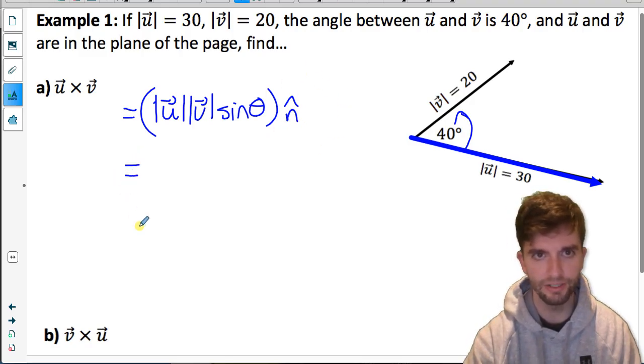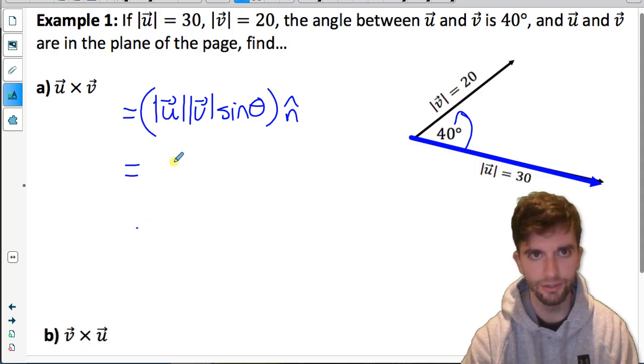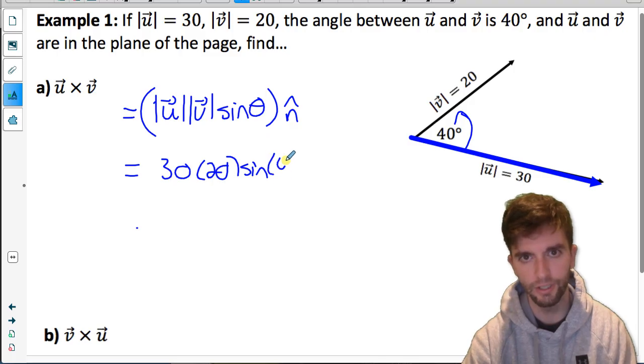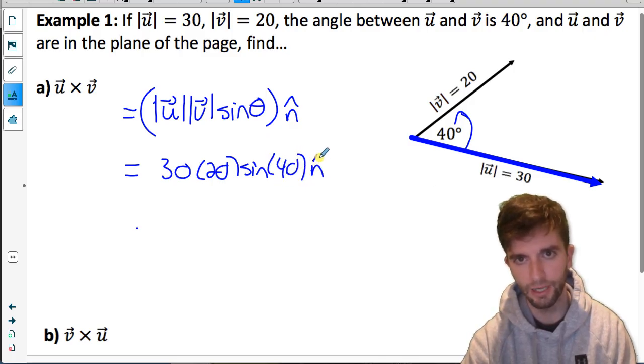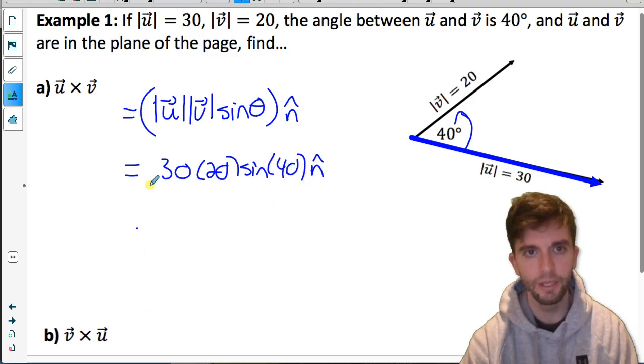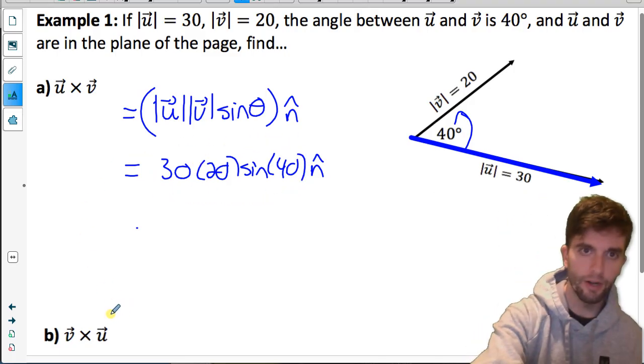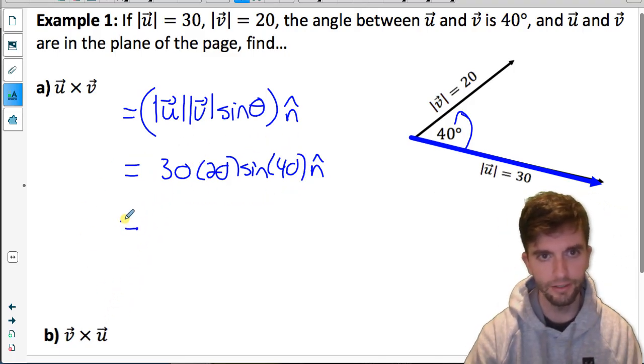And now we can sub into this formula. The magnitude of u is 30. The magnitude of v is 20. The angle between them is 40. And that's being multiplied by unit vector n. If I simplify the magnitude, I could get an approximate value for that from my calculator.